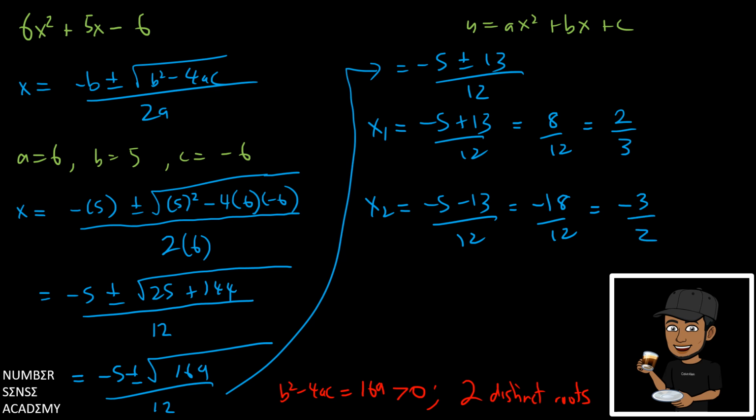All right, so right off the bat, we have 2 distinct roots, just like we suspected. These are very distinct, they're very different.